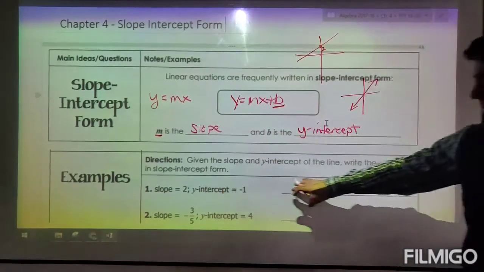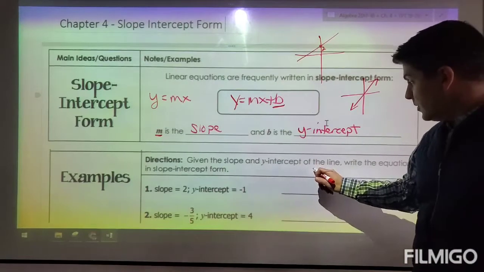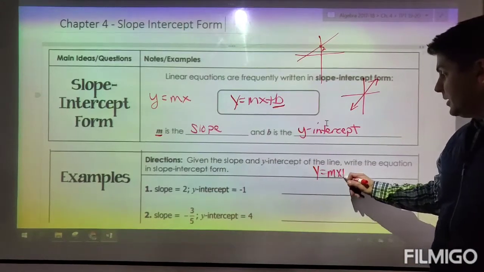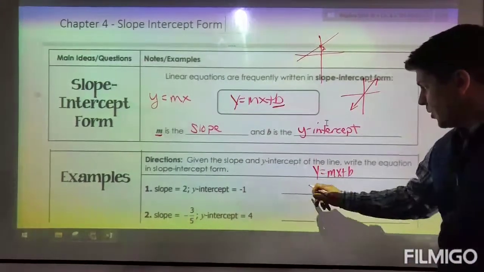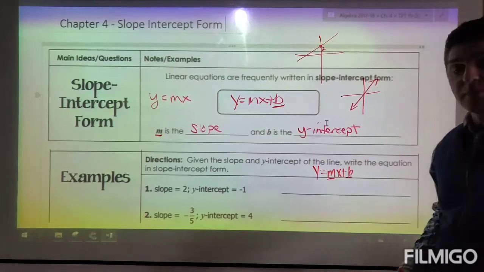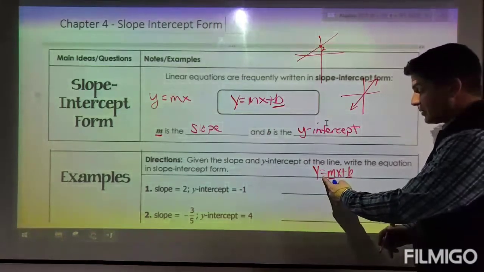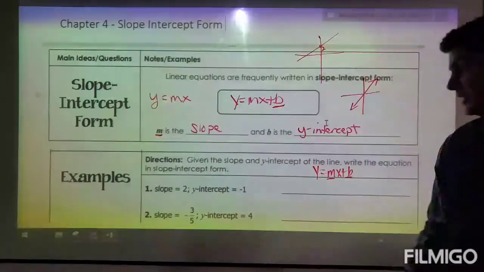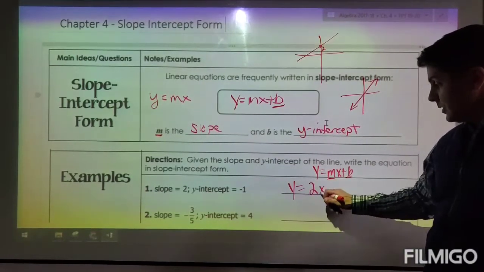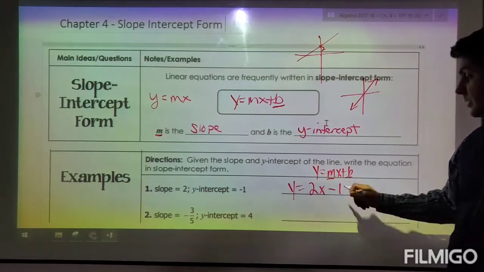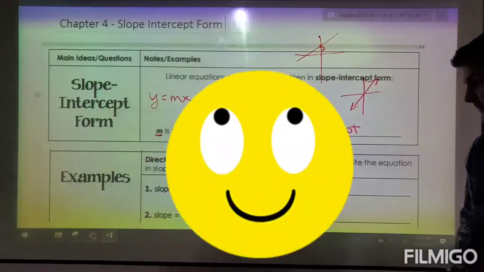So if we take a look down here, it says, given the slope and the y-intercept of the line, write the equation in slope-intercept form. So it always has to be y equals mx plus b. We're given m the slope, and we're given b the y-intercept. Those are the only two things we need to write this in slope-intercept form. The y, the equal sign, the x, they're always going to stay the same. So here's your slope. The slope is 2, so I'm going to replace m with 2. X stays the same, and my y-intercept is -1. You want to put plus -1? Go ahead. Whatever makes you happy.